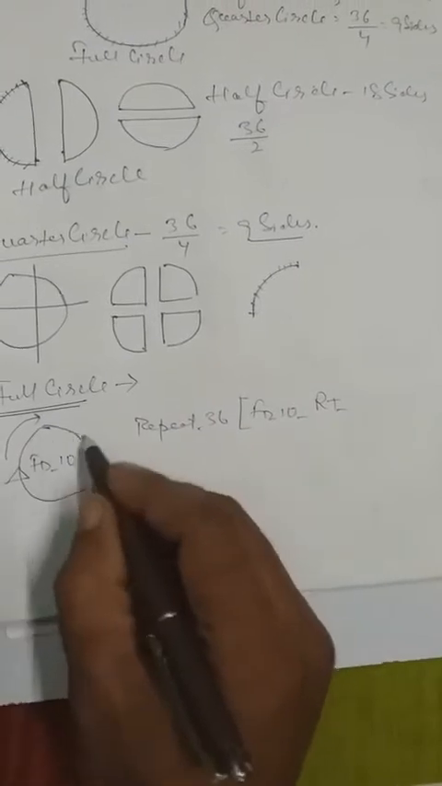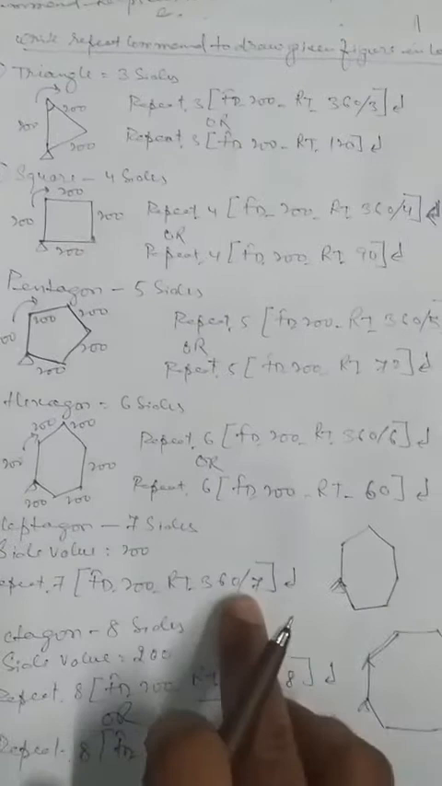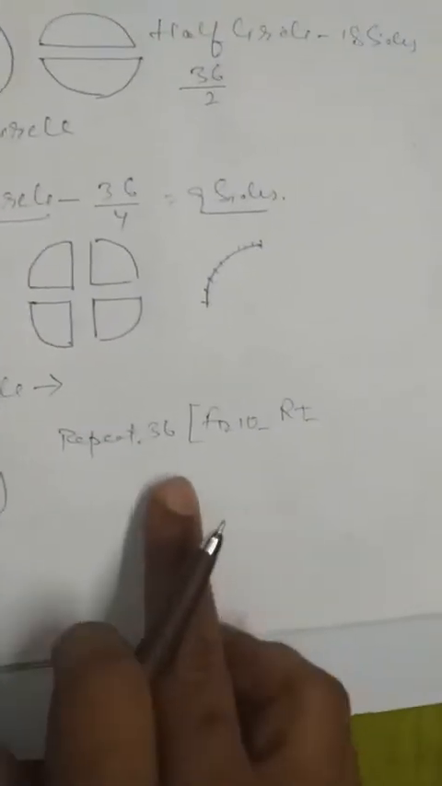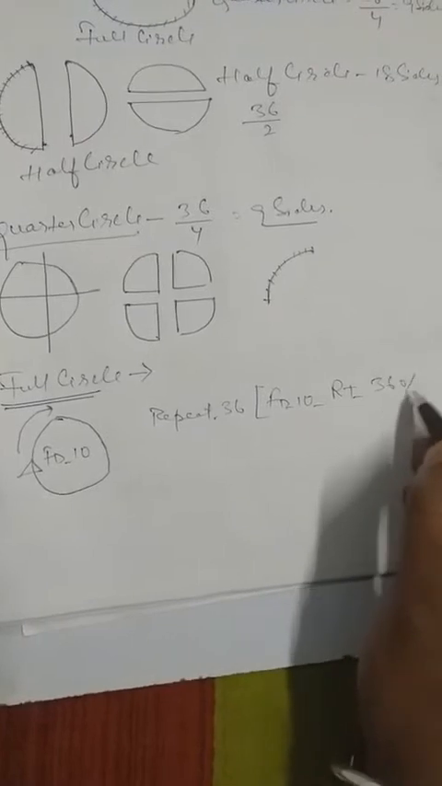Your turtle will make a full round, and the full round will be divided into 36 turns. 3 sides, 3 turns; 4 sides, 4 turns; 5 sides, 5 turns; 6 sides, 6 turns; 7 sides, 7 turns. So here 36 sides are there, so here will be RT 360 divided by 36.